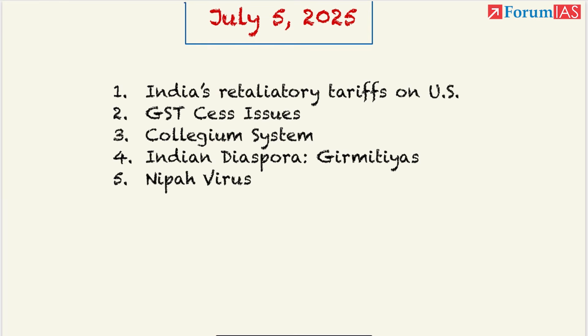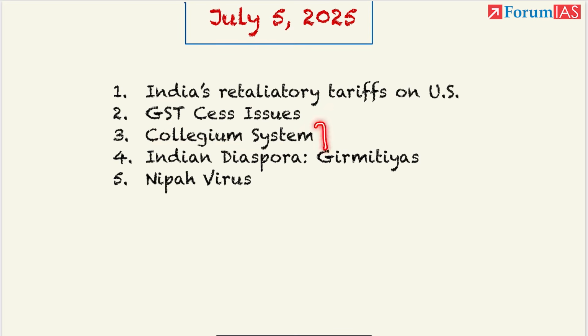First one is India has decided to impose retaliatory tariffs on US and it has informed WTO regarding this. So we will see what WTO can do in this and why India has decided to impose such tariffs. Second, GST Cess issues. On 8 years of completion of GST, we will see various issues related to the Cess, the compensatory Cess provisions under the GST.